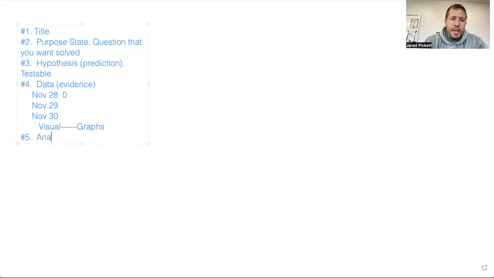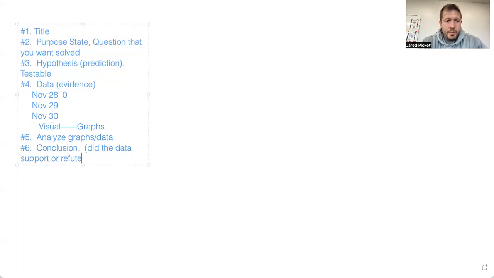Number 5 is being able to analyze your graphs and data. And then number 6, the pretty important question on here, is that you're going to get to your conclusion, which has the main job of asking the question: did the data support or refute your hypothesis? That's really what its job is. There's other pieces to this, but that's the general idea about a lab.